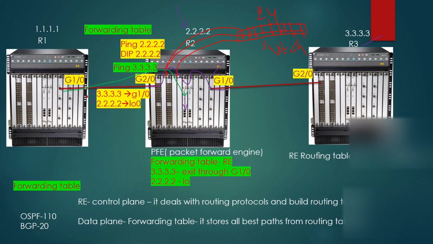So this is all about control plane and data plane. What do you mean by control plane? Control plane means it deals with the routing protocol and builds a routing table. Where will it happen? It will happen in the routing engine. Data plane means the best routes will be in the forwarding table, and one copy of the forwarding table will go to where? Which engine? Packet forwarding engine. Where is the PFE located? Can anyone tell me where you will see the packet forwarding engines?